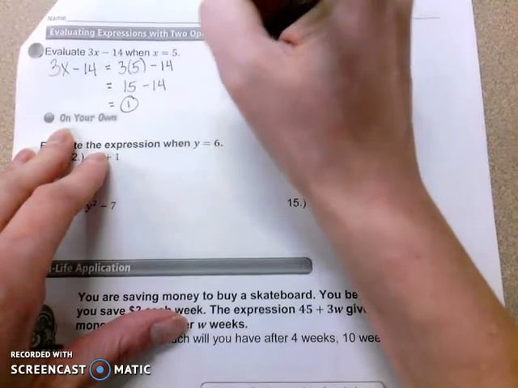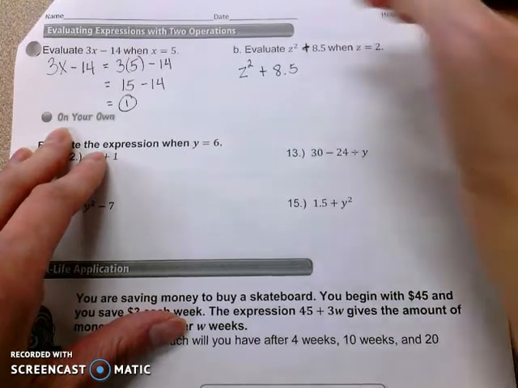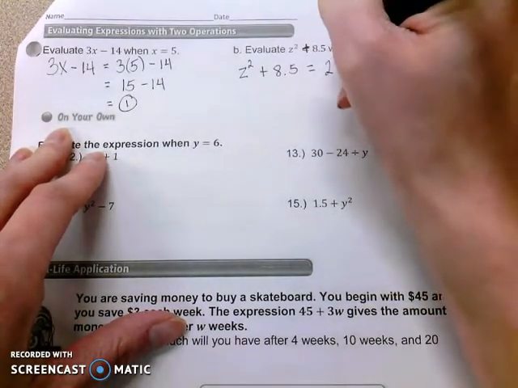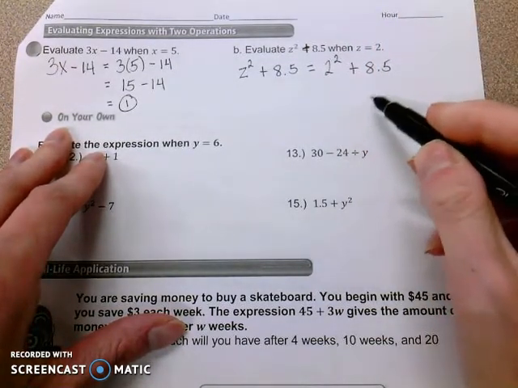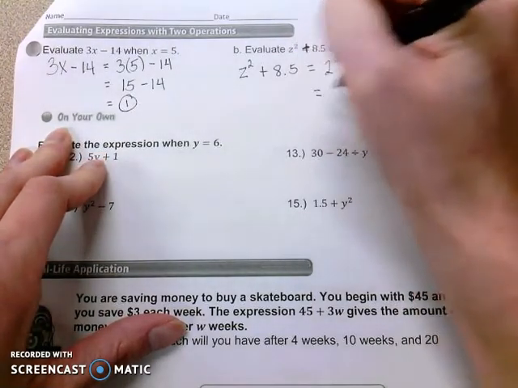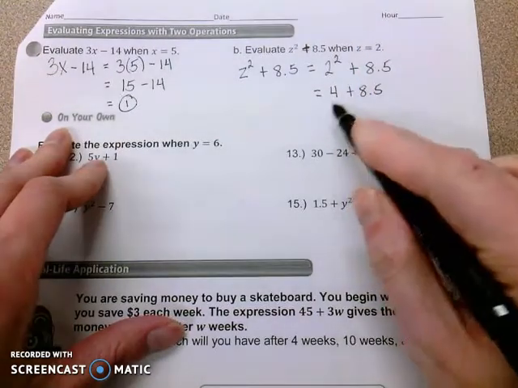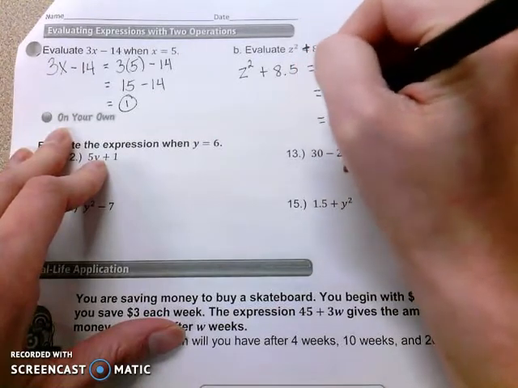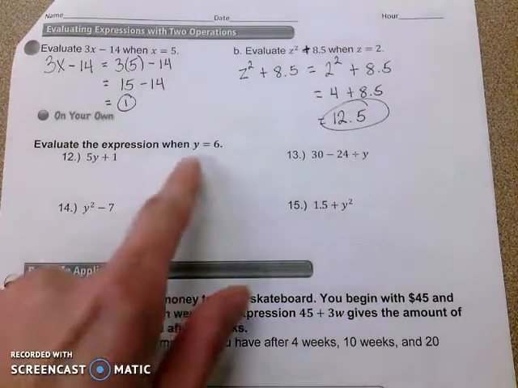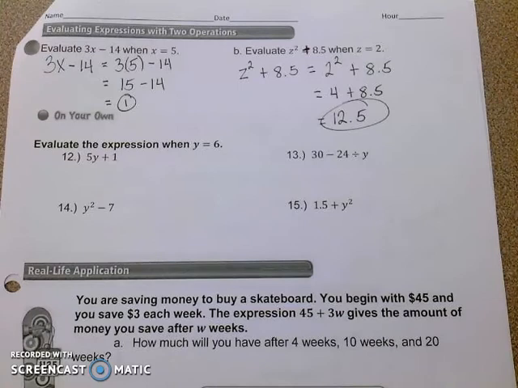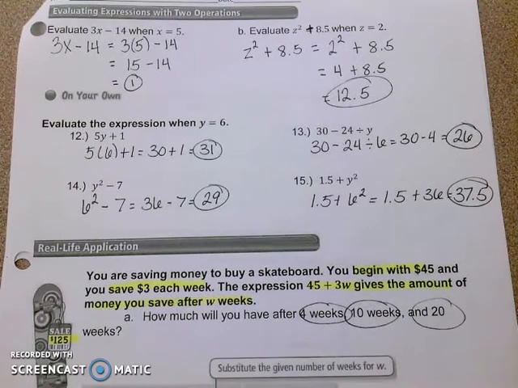So I have z squared plus 8 5/10. I'm going to rewrite this and put a 2 instead of z. So I have exponents and I have addition. Let's do our exponent first. So 2 squared becomes 4. So now I have 4 plus 8 and 5/10. So 4 plus 8 is 12, and then I still have the 5/10. 12 and 5/10. Go ahead and pause your video and try these 4 below. y will be 6 in all of those. All right, go ahead and check your work on 12, 13, 14, and 15.